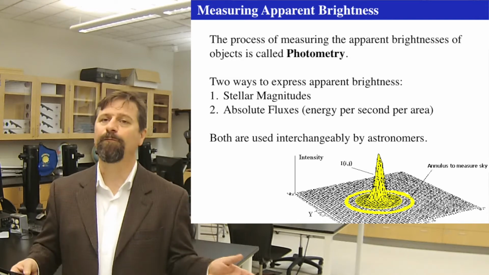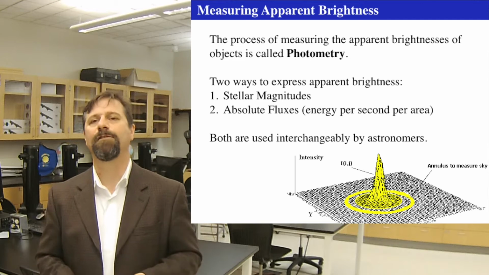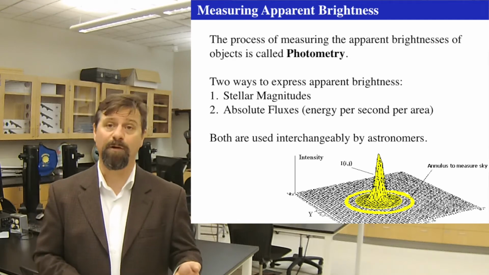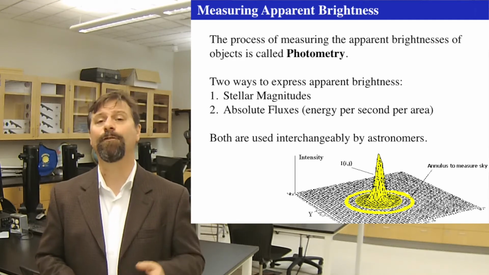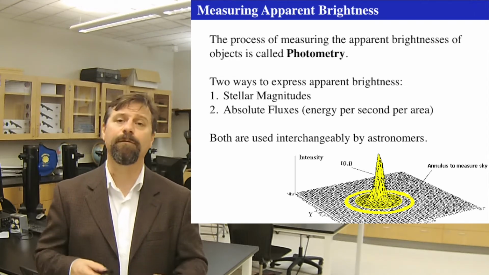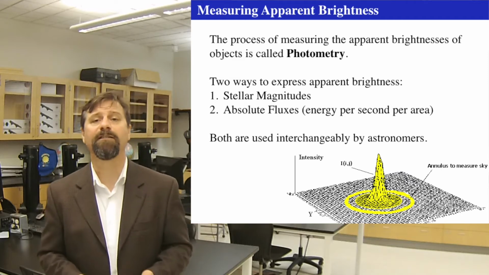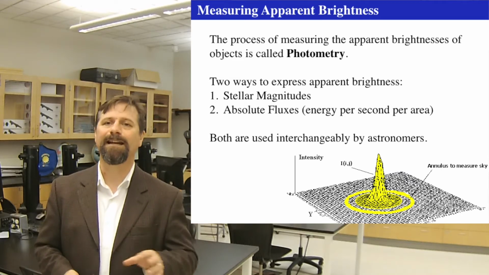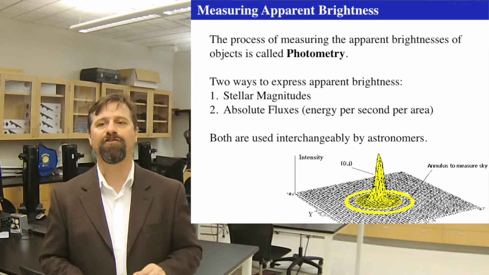And there's a couple of ways we talk about it. We can express it in terms of the old familiar thing that we learned from Hipparchus a long time ago, in stellar magnitudes, or we can express it in absolute fluxes, meaning the energy that we receive in the detector per second on top of the surface area. And in astronomy, we use both of them interchangeably.